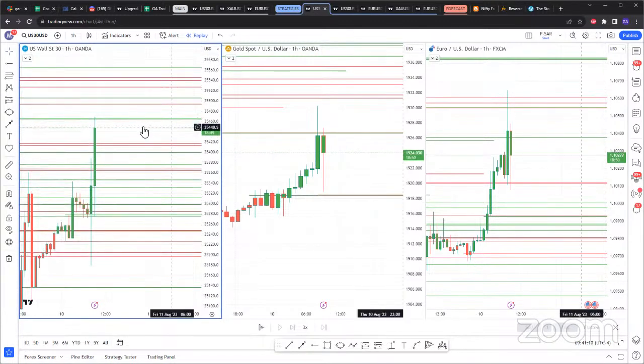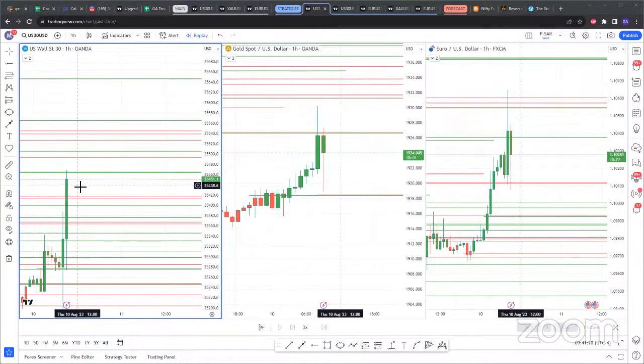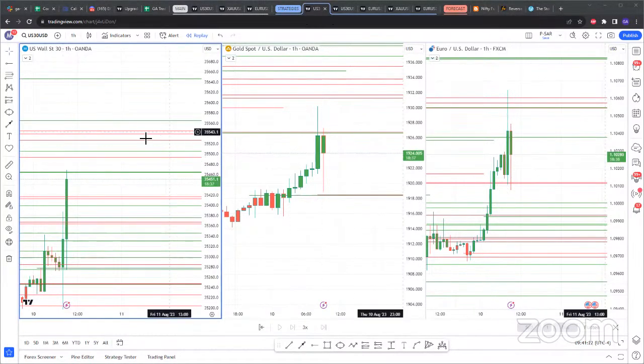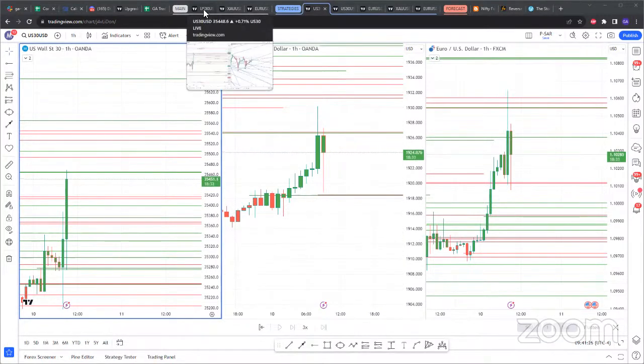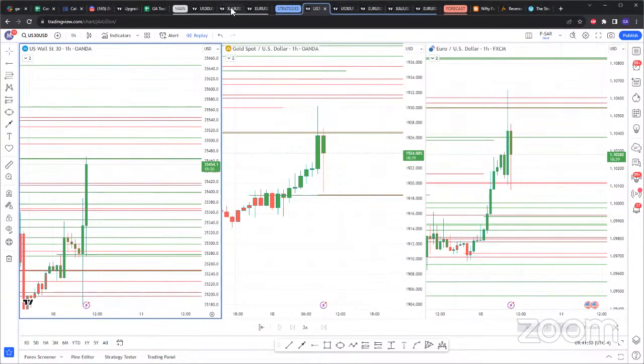I would rather wait for a closure above 35,459 by two 1-hour candles. And then at that point, I can probably enter it there. But right now for US 30, it is just range-bound until it makes a decision. I really don't have any entry for it right now.